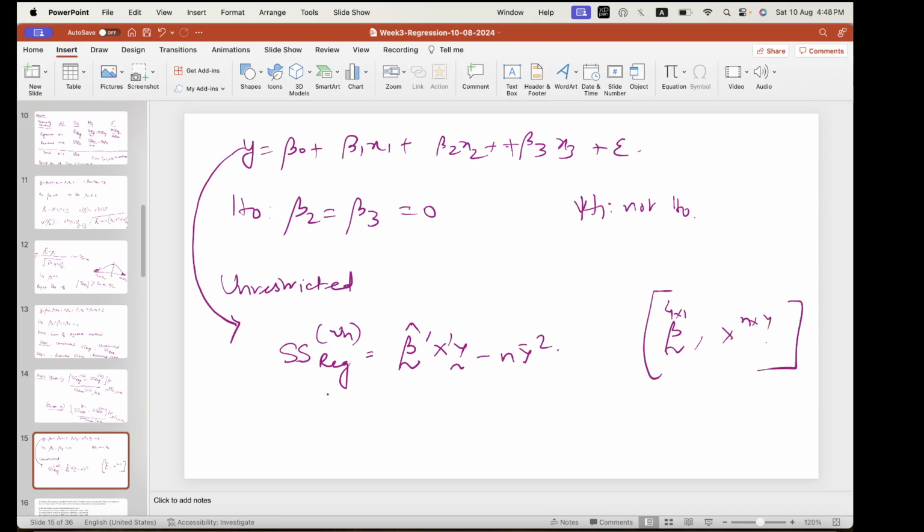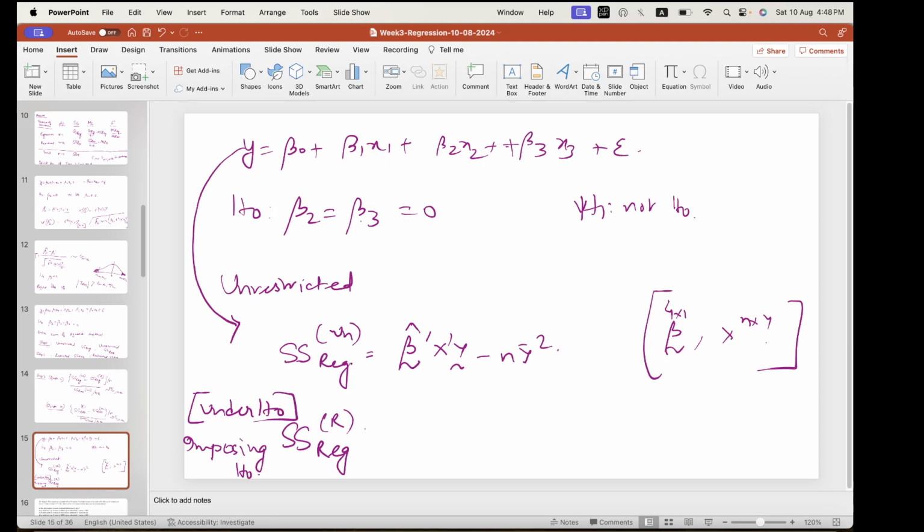Okay. And if I have to do sum of squares due to regression for the restricted model, then what do I mean by restriction? We mean imposing H naught. So if you impose H naught, beta 2 and beta 3 will become 0. So then we'll have a simple linear regression.